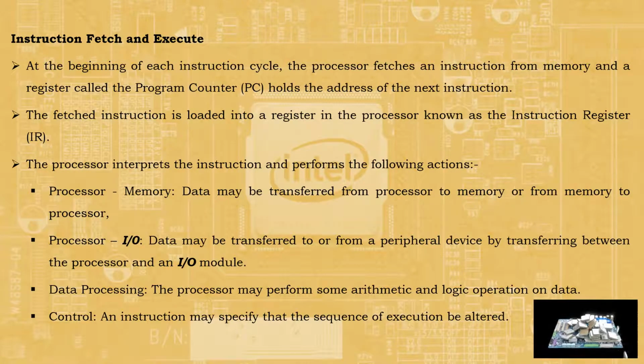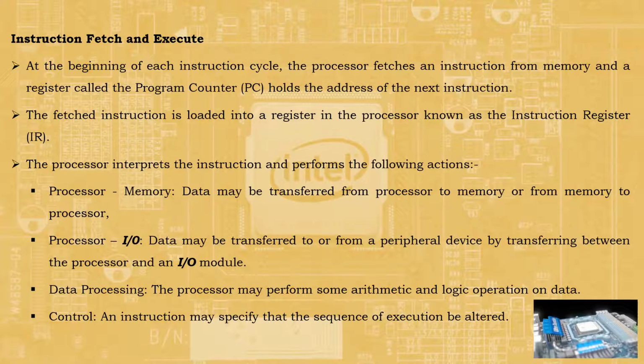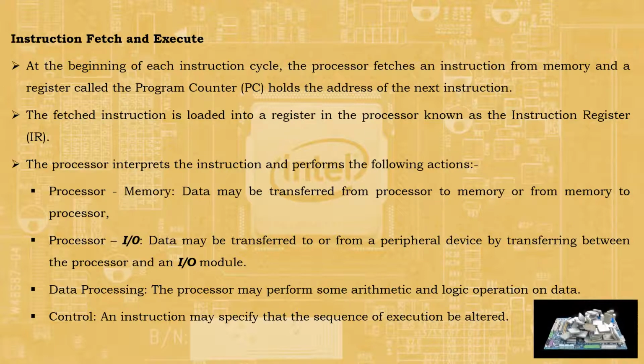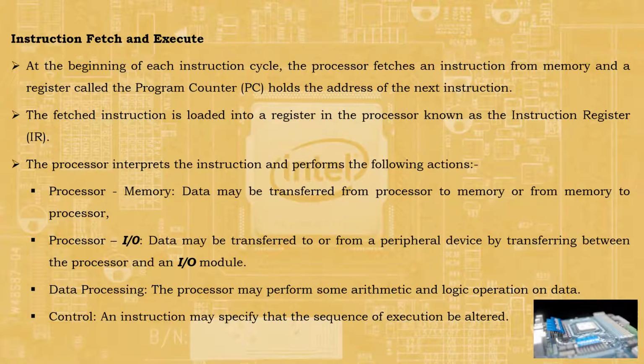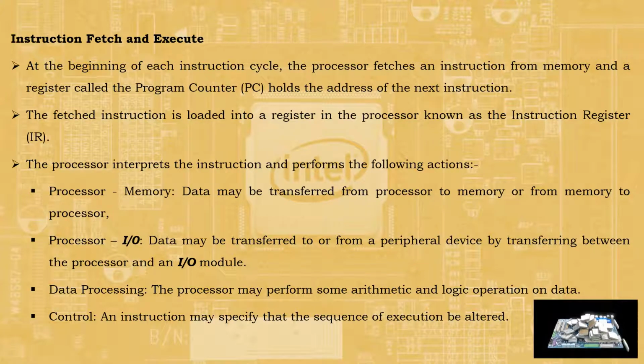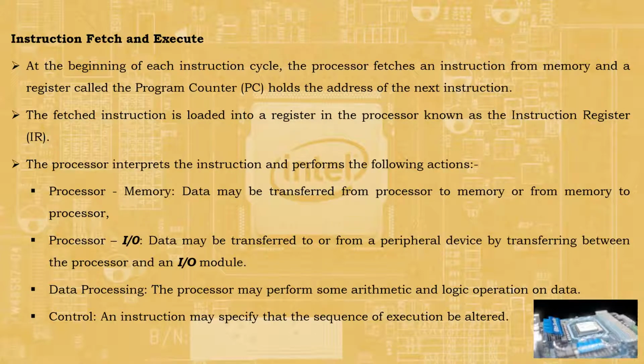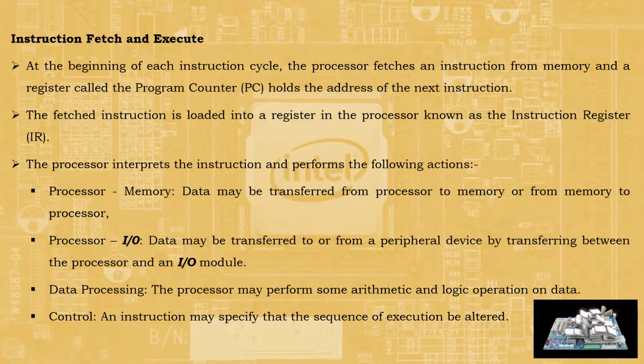And then instruction fetch and execute. At the beginning of each instruction cycle, the processor fetches an instruction from the memory, and the register called the program counter holds the address of the next instruction. The fetched instruction is loaded into a register in the processor known as the instruction register, that is IR. The processor interprets the instruction and performs the following actions.